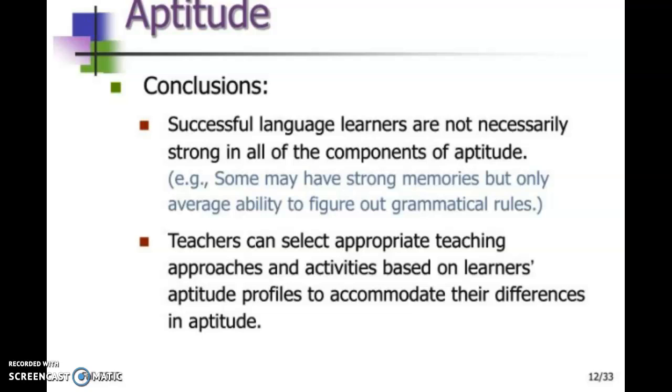That's why one may have a strong memory, another will be good at grammar rules, and another will speak perfectly. Another student is good at reading, and so on. Teachers can select appropriate teaching approaches and activities based on learners' aptitude profiles to accommodate their differences in aptitude. So as I mentioned before, teachers should find an individual approach to teach their students in order to provide them with knowledge, with information, and so on. Let's continue.